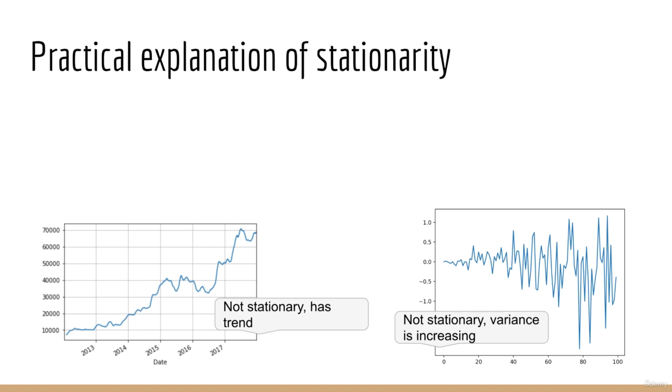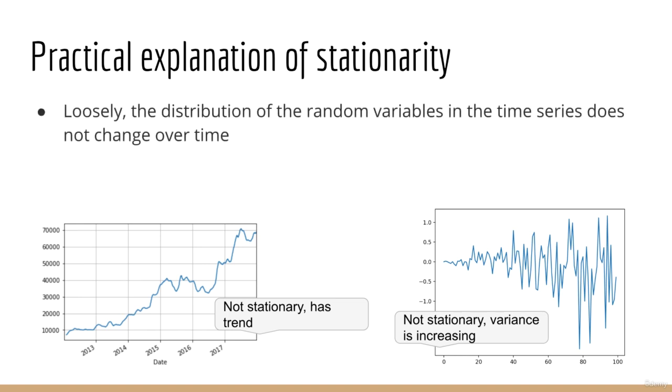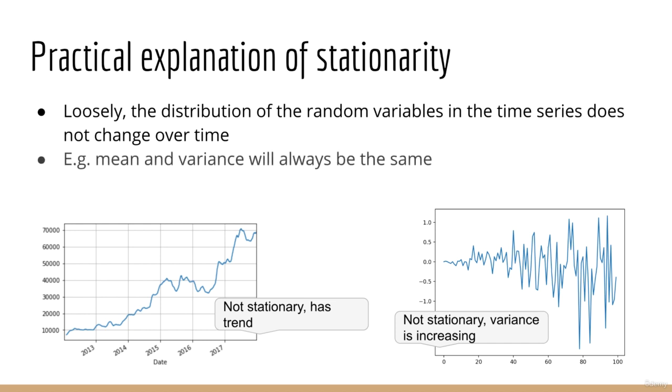So this is the first part, on the practical aspects of stationarity. Stationarity, loosely speaking, means that the distribution of the data does not change over time. That is, if you look at things like the mean or the variance at any point in the time series, they will always be the same. Looking at when this is not the case is helpful. For example, if you see a time series trending upwards or downwards, then you know that the mean is changing. Therefore, the existence of any trend means that the time series is not stationary.